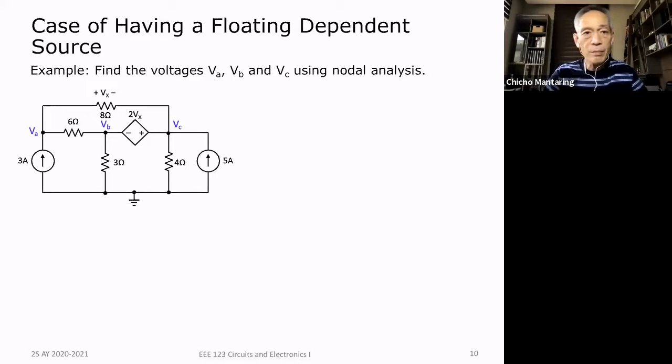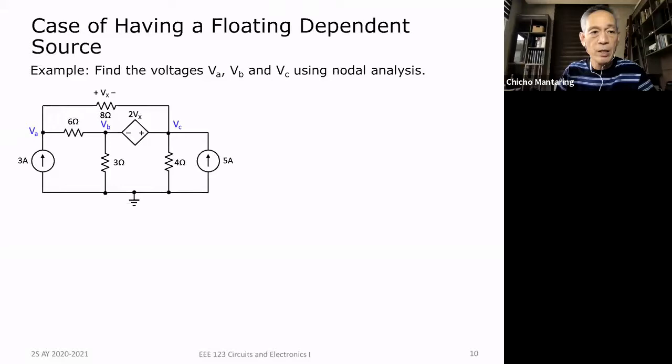So this is our third case. We took an example on straightforward nodal analysis, then an example with the floating voltage source. That was our second case. Then we took an example with a dependent source, and in this example, we have a dependent source that is floating. What is this? This is a voltage controlled voltage source, or a voltage dependent voltage source.